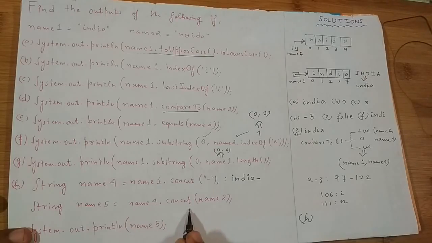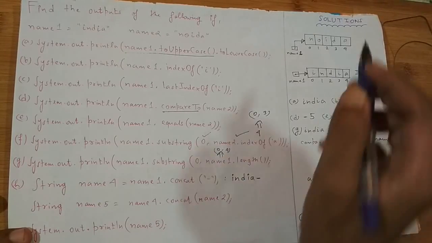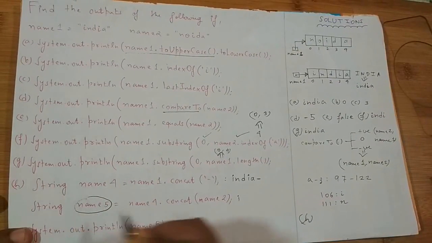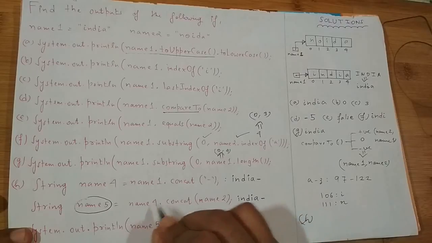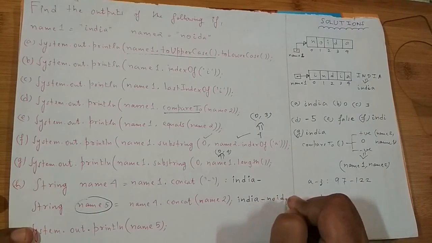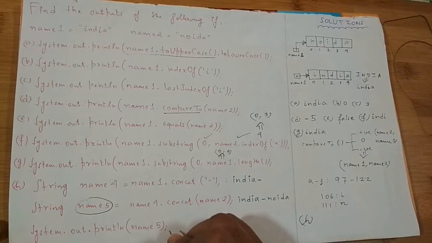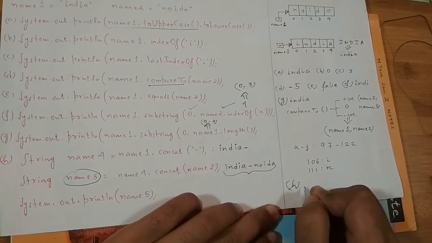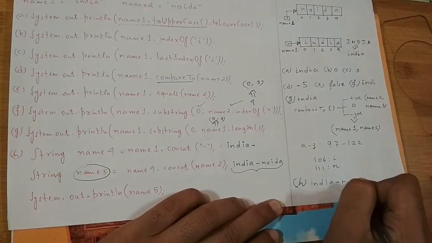String name5 equal to name4.concat(name2). Now, what is name4? Name4 is this India along with a hyphen, and I'll concatenate this with name2. What is name2? Name2 is Noida. So the result that I'll get from here, or rather the string name5, will take a value of INDIA hyphen, which is my name4, concatenated with name2. What is name2? Name2 is Noida. So I'll simply append NOIDA at the end of the string. And when I print out name5, I'll get this output, India hyphen Noida. So my final output is INDIA hyphen NOIDA.